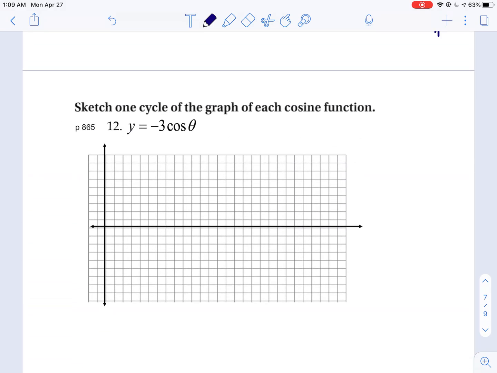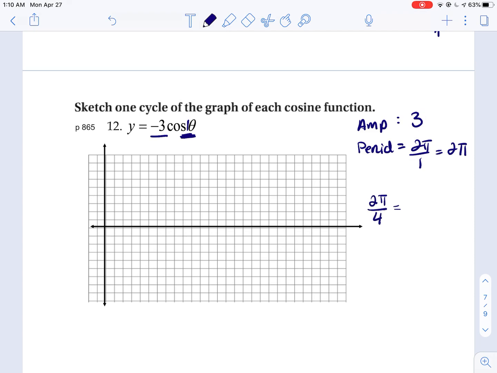Let's try 2 more. 1 more, actually. Only 1 more. Okay? Sketch 1 cycle of y equals negative 3 cosine of x. So what is my amplitude? It's the positive of the number in front, which is 3. What's my period? Well, it is 2 pi divided by my b value, which in this case is an invisible 1. So my period is 2 pi.